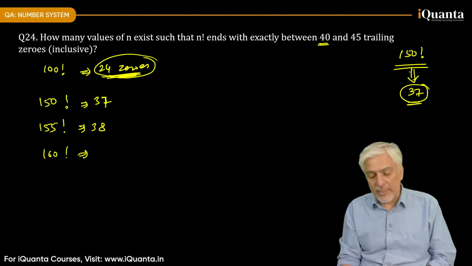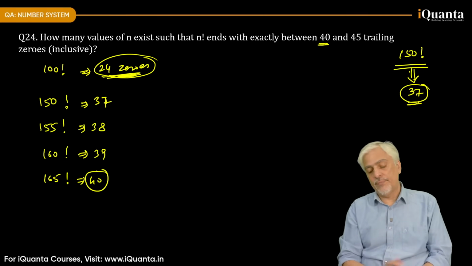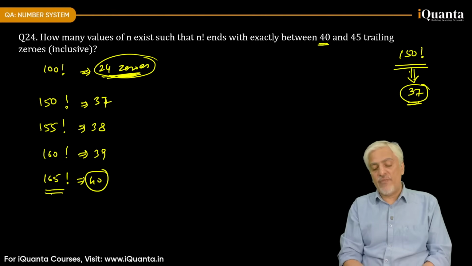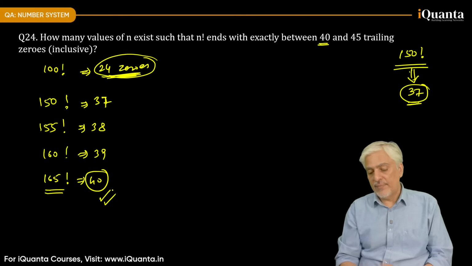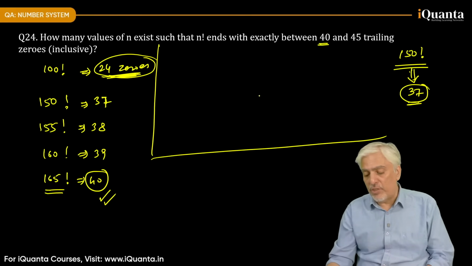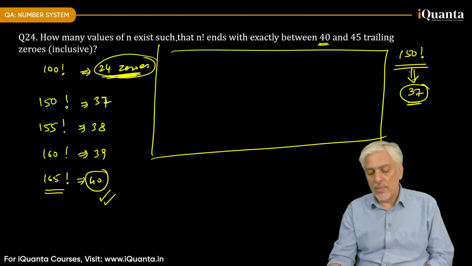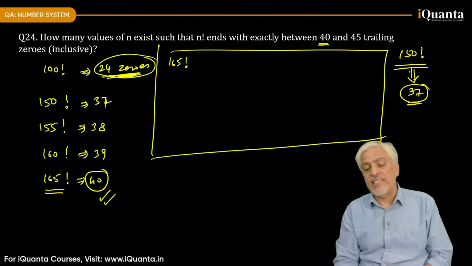160 will have 39 zeros. 165 will have 40 zeros. Now starts our sum. 165 factorial is the first number जब 40 zeros आते हैं. Now everybody pay attention over here carefully. 165 factorial has 40 zeros.